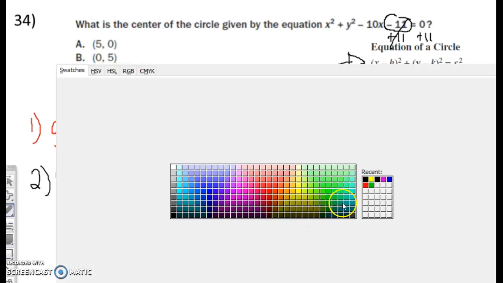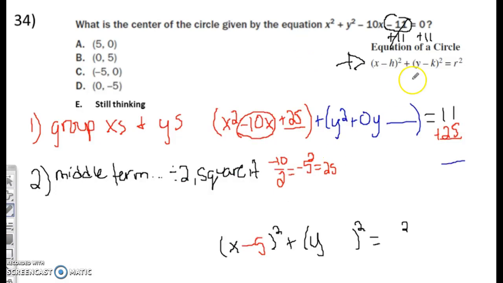Okay, so let's do it for the blue part as well, the y values. You take your middle term, which is 0. You divide it by 2, it's still 0. That goes down here. And then you square it, and it's still 0. So I'm going to add 0 to this side, and I'm going to add 0 to that side. Remember, whatever you add to one side of the equation, you have to add to the other.